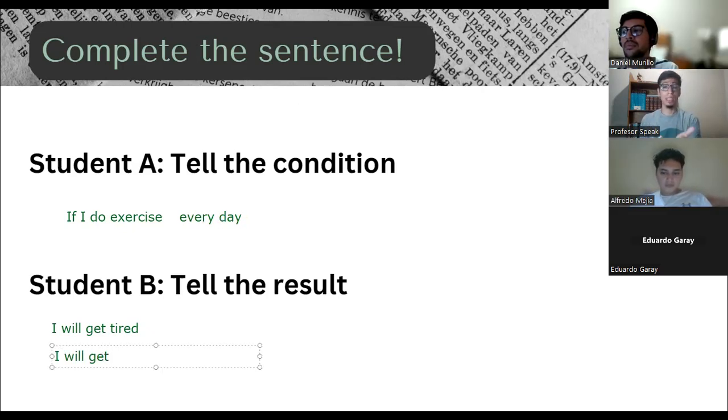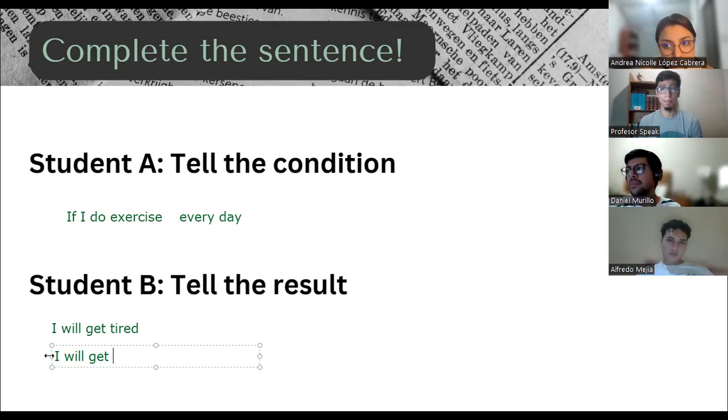I will get, oh, Daniel. I have a question. Can you use negative forms in this condition? In the two, either in that condition or in the result. We can use negatives as well. We are going to do an example. Now I will get, and I wanted to, how do you say en buena condición física o físicamente bien? How do you say that in English? Fit. Fit, perfect.